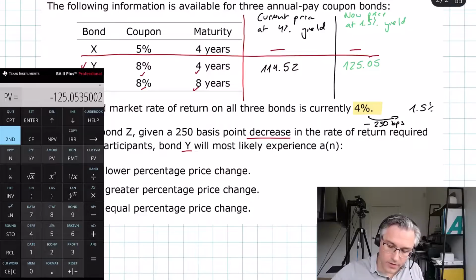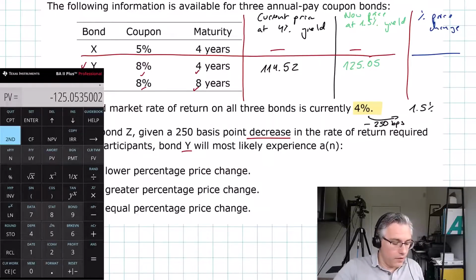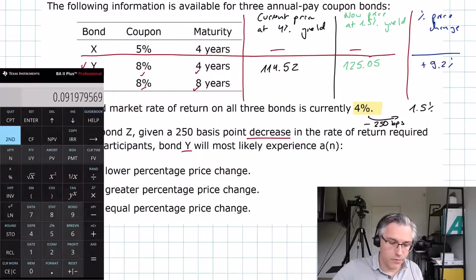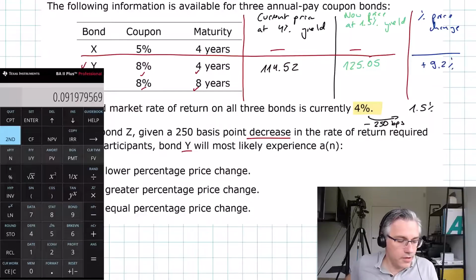And let's just quickly get the percentage price change computed. We've got this 125.05. I'm just getting rid of the minus, so pressing the plus minus key. Divide that by 114.52, that was the starting price. Deduct 1. I can see that it went up by 9.2%. Let's check out the second bond.